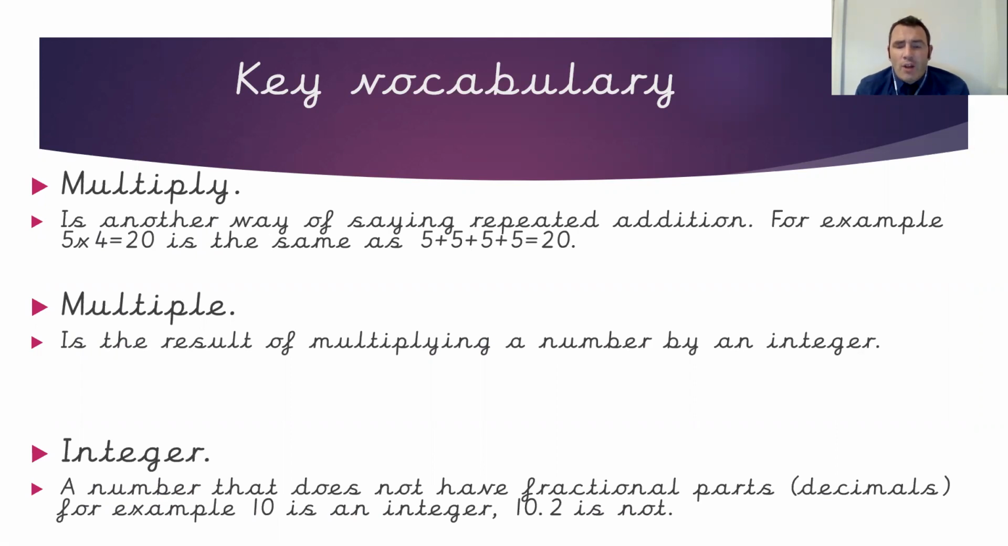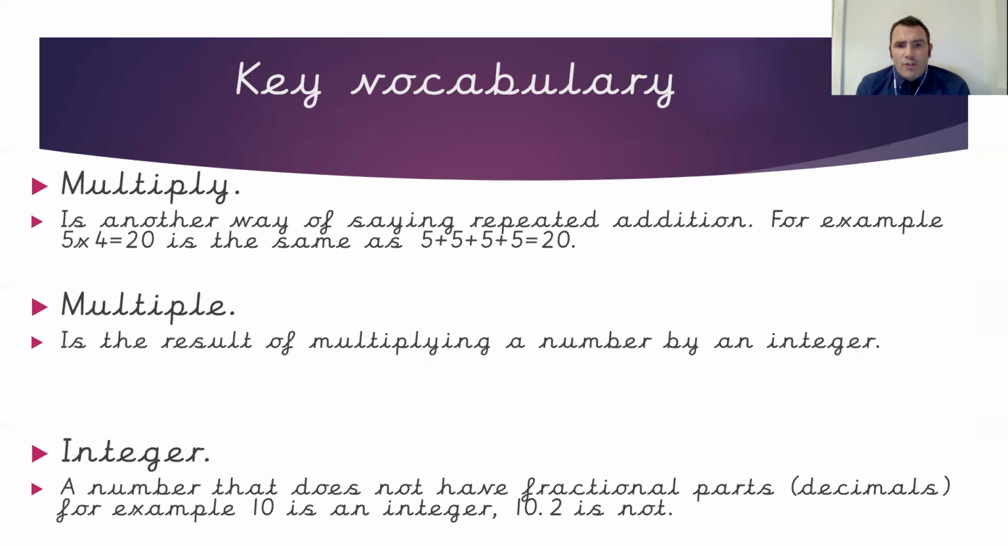Multiply is another way of saying repeated addition. So for example, 5 times 4, which is 20, is the same as adding 5 and 5 4 times over. So 5 plus 5 plus 5 plus 5. You'll get the same answer both ways. It's a simpler way of writing it as 5 multiplied by 4.